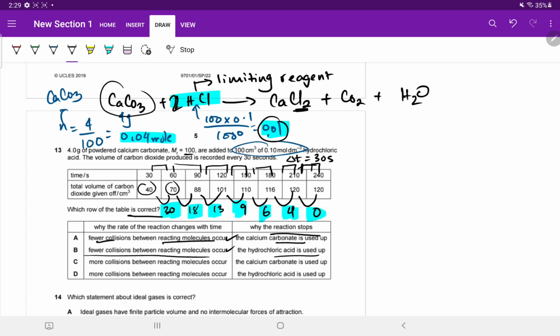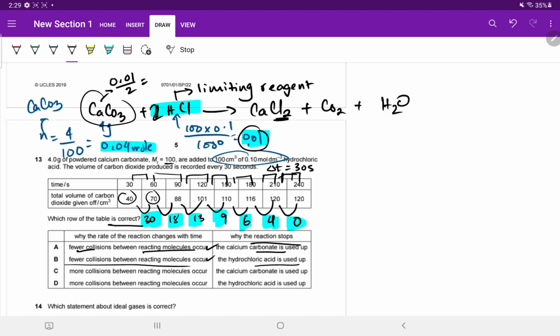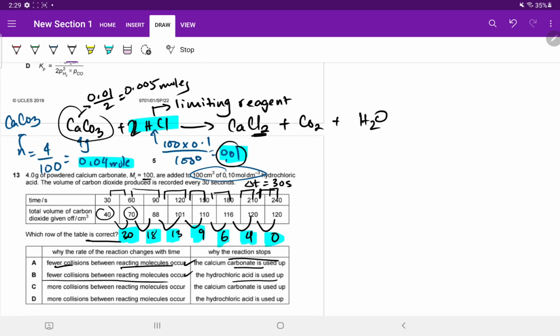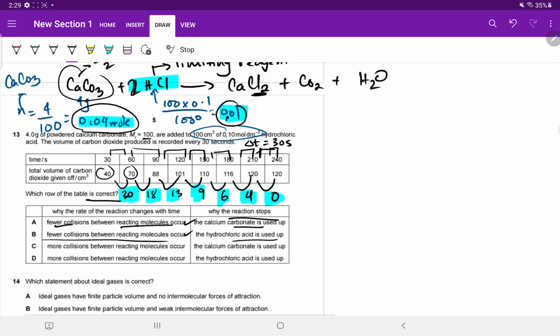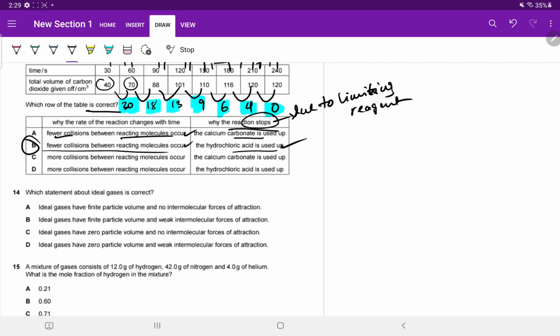For 0.01 moles we need 0.01 divided by 2, which is 0.005 moles of calcium carbonate required for this 0.01 moles of HCl. But over here we have an excess of calcium carbonate, so that is obviously our excess reagent. So this reaction will stop due to the limiting reagent. In this reaction our limiting reagent is hydrochloric acid, so our answer is B.